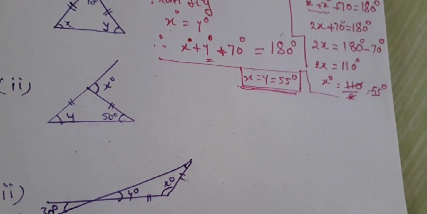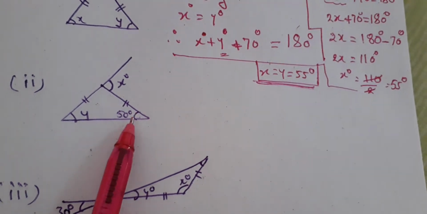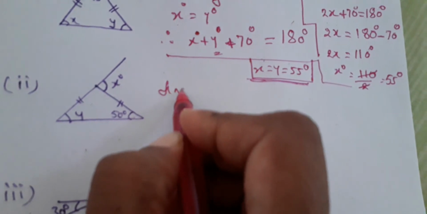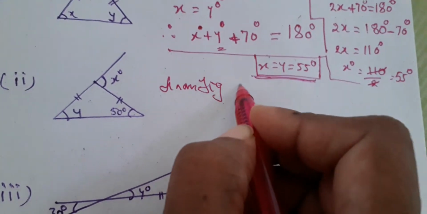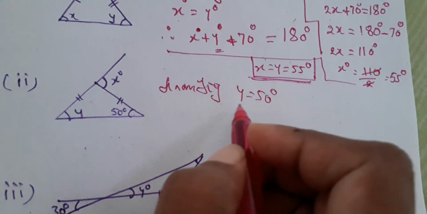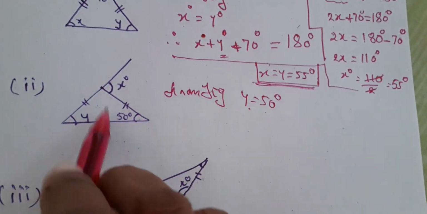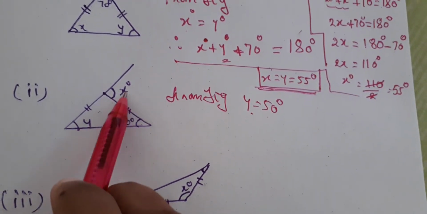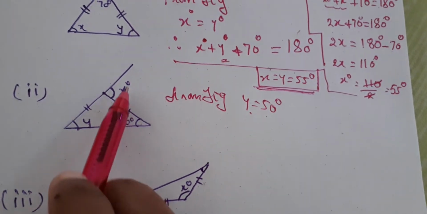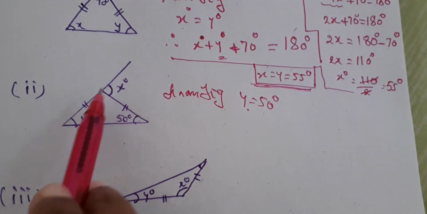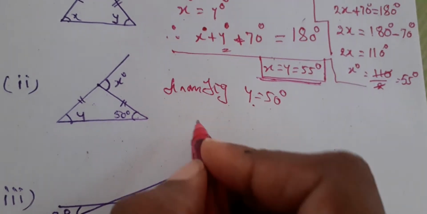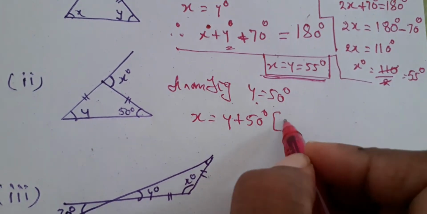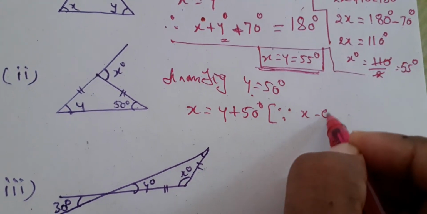Again here also in the problem, two sides are equal. That means the angles made by those two sides to the base are equal. So it is already given. From the figure, y is equal to 50 degrees, because these two sides are already given equal. So when y is 50, what is x? It is an exterior angle. Exterior angle is equal to the sum of the two opposite interior angles. x is equal to y plus 50, since x is the exterior angle.